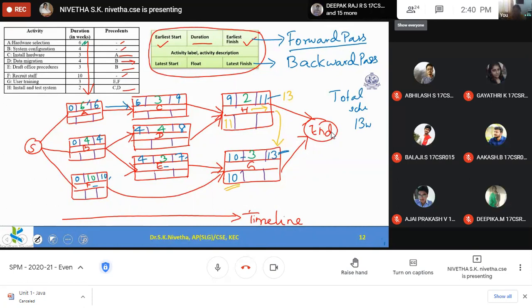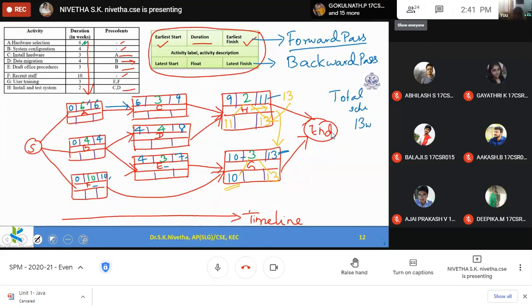Same. So here, if I am delaying this up to the 11th week, it means latest finish is 13. So I apply this 13 here, the possible latest finish. So here possible latest finish is 13. So 13 minus 3, 10. And here 13 minus 2 becomes 11. Okay, so there is a cushion.